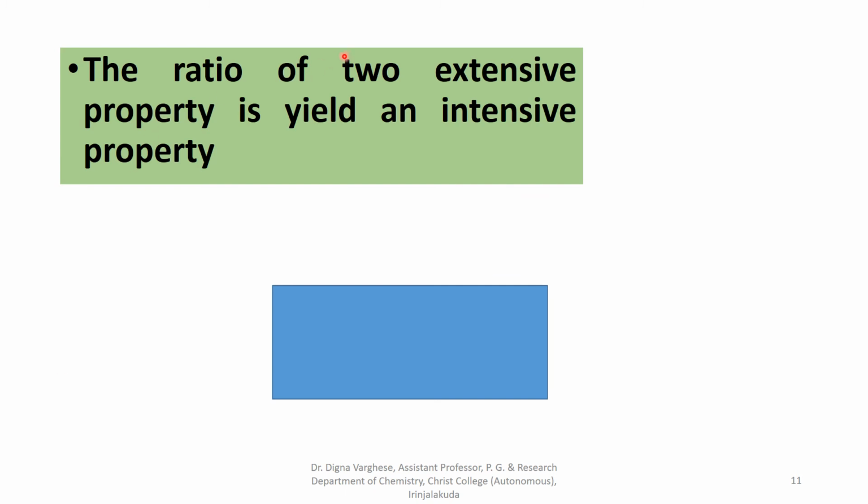The ratio of two extensive properties yields an intensive property. We know extensive properties depend upon the quantity of the matter present in the system. An intensive property is independent of the quantity of the matter present in the system. An extensive property is an additive property, that means it depends upon the quantity. An intensive property is independent of the quantity.